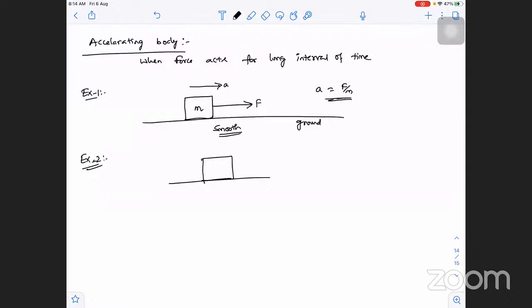Okay, suppose I'm taking one body of mass 10 kg, and force is acting 30 Newton forward and 10 Newton backward. Then what is the acceleration? What is the direction of motion of the body?